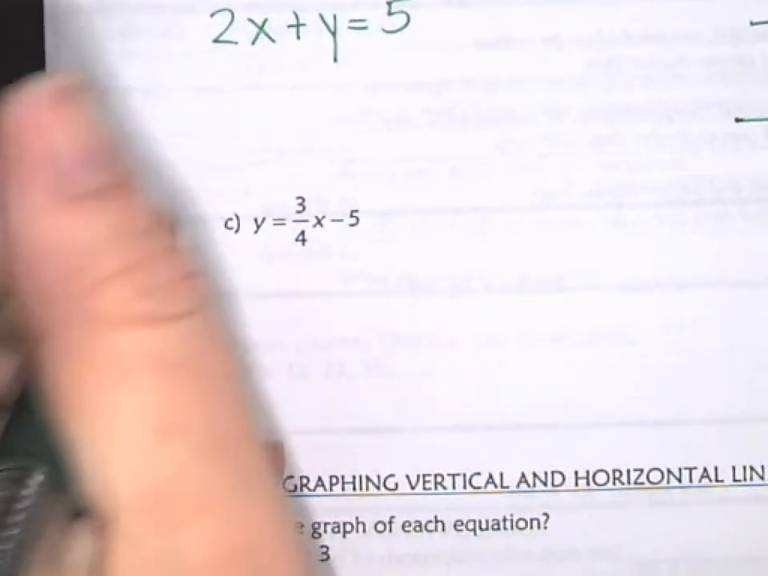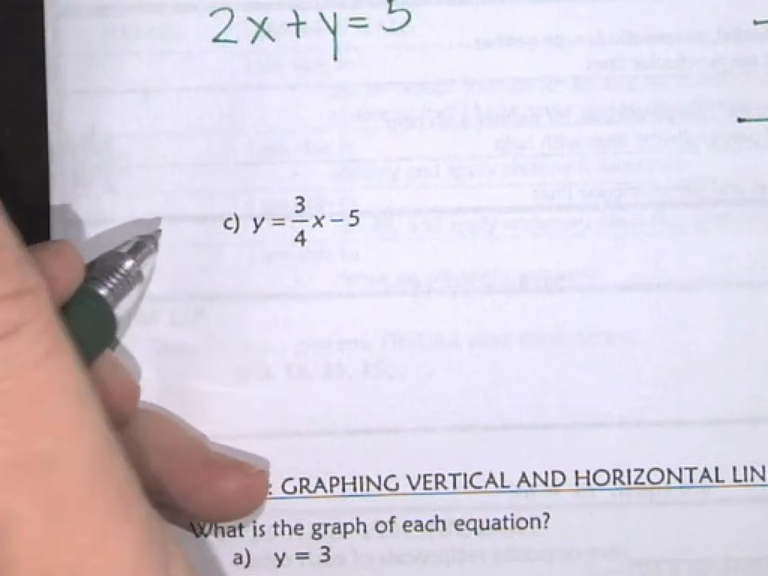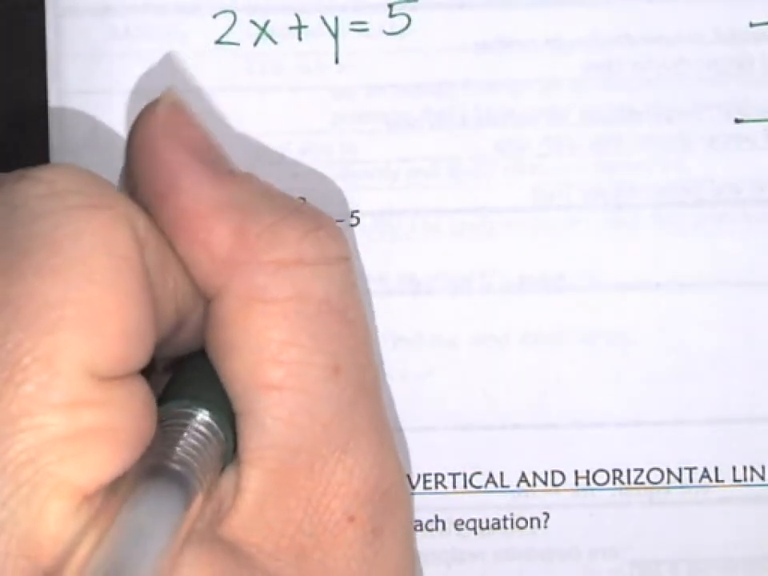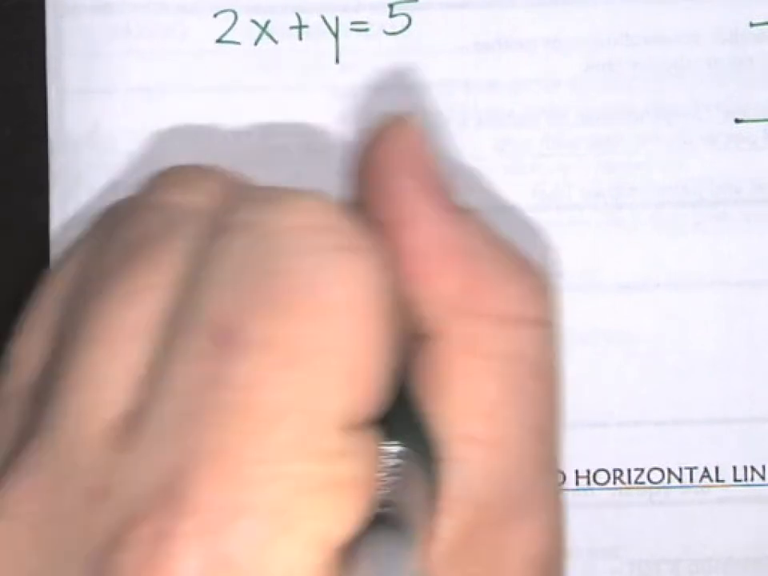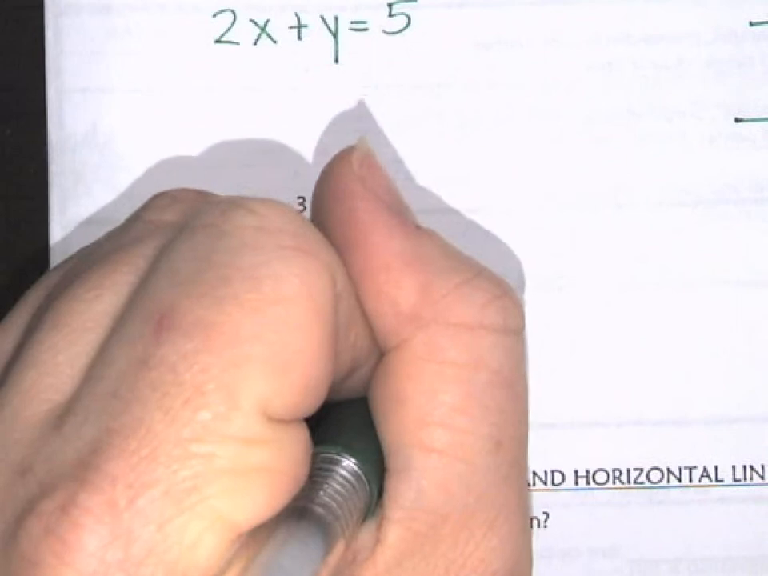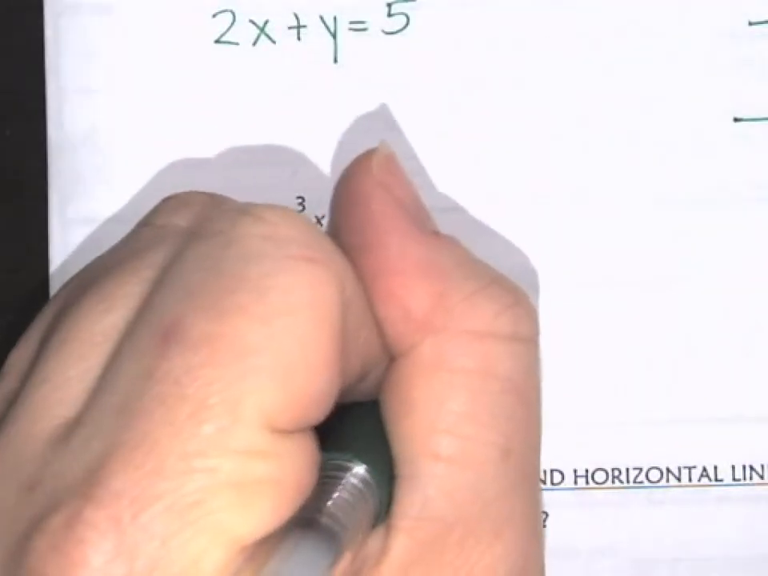Okay, this one, I'm going to subtract y from both sides. I'm going to add 5.